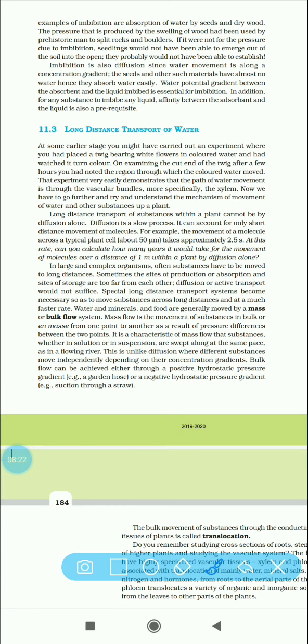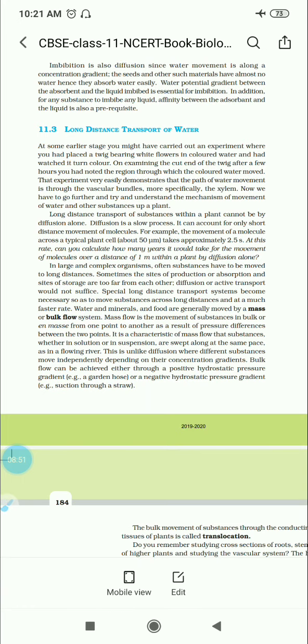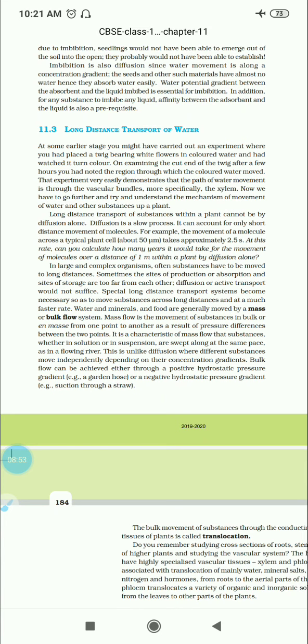Here, as you know, plant bodies are very big, so plants can be up to like 80 meters in height, for example. For this distance to travel, there is some mechanism, which we call long distance transport of water. It cannot be done by diffusion, because diffusion is a slow process. As we discussed earlier in the first lecture of this chapter, diffusion accounts for only short distance movements.